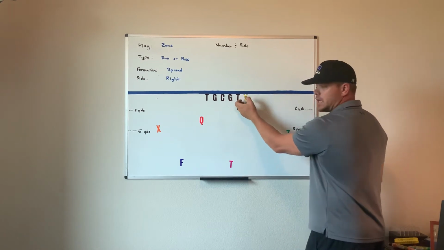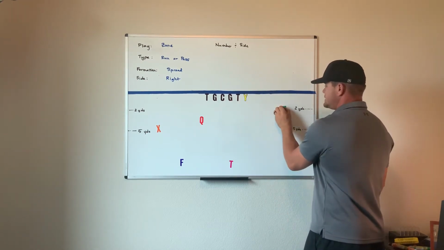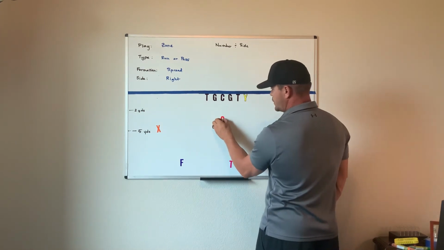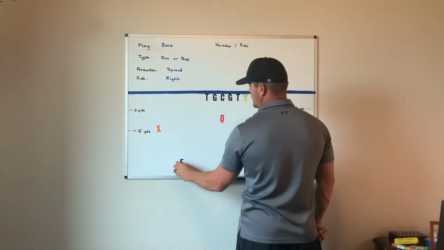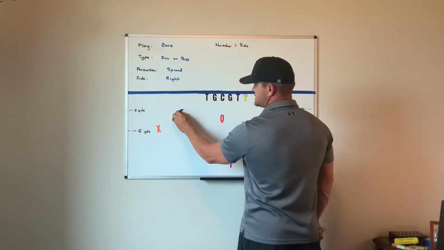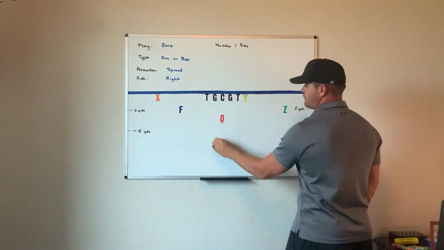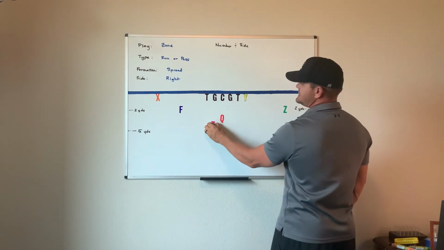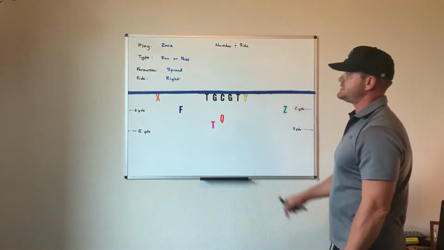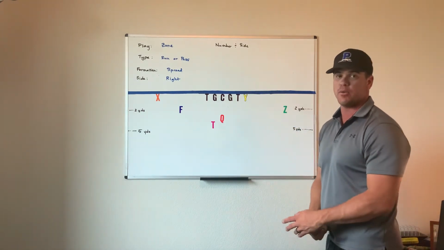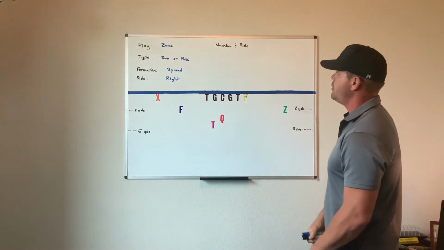So Y is on the line, 3-point stance. Z is off the line, 2 yards off. The quarterback is 4 yards behind the center. F is in the slot off the line. X is on the line because this is our spread right formation. In spread, the tailback is to the left side if it's spread right because they have to be on the opposite side from the tight end. The tailback is in the weak position, okay?